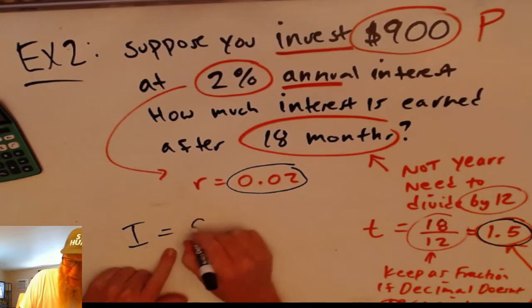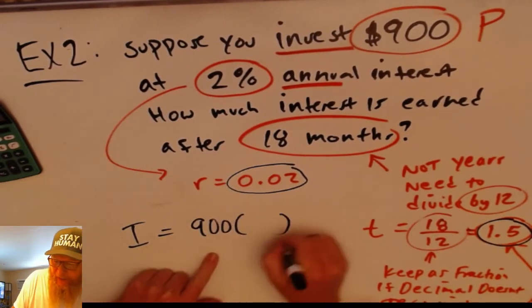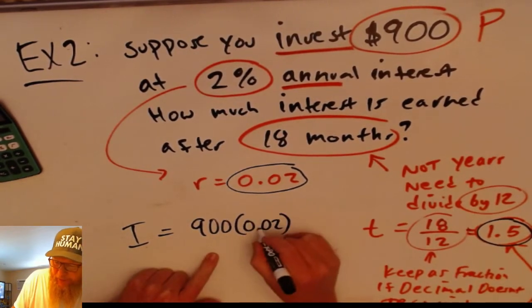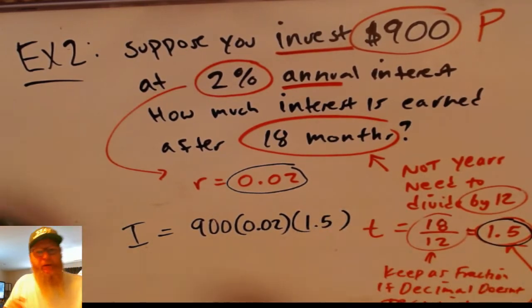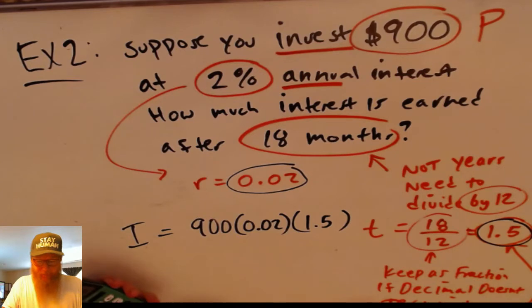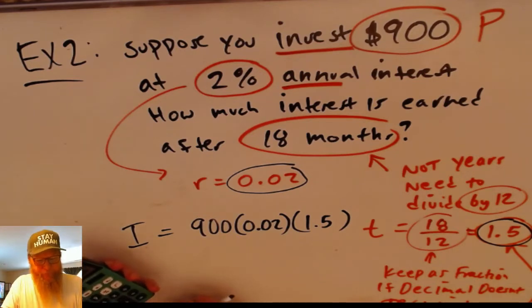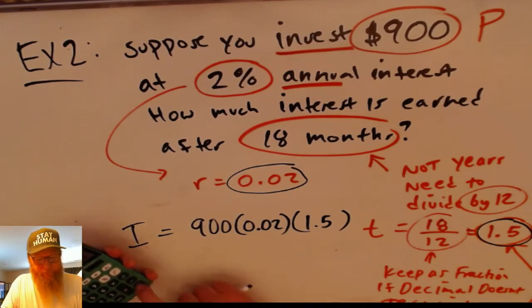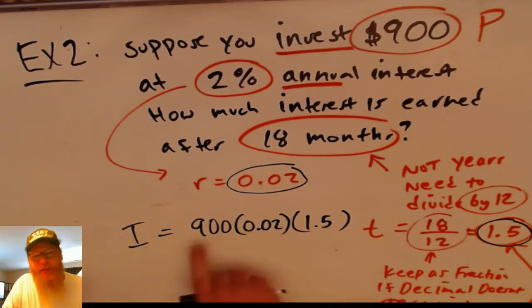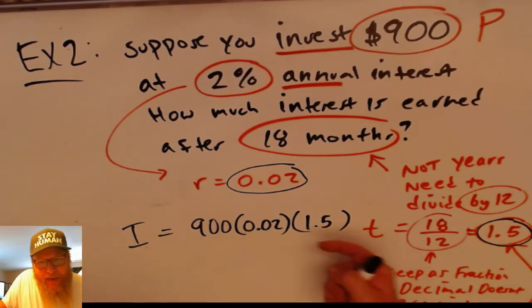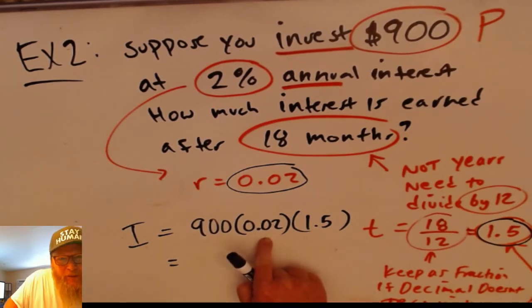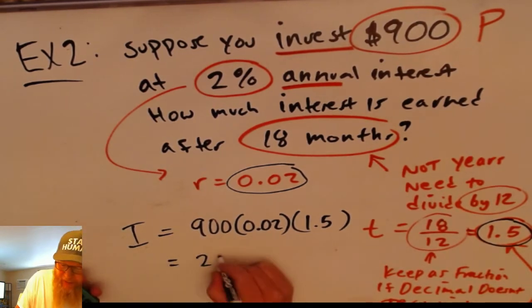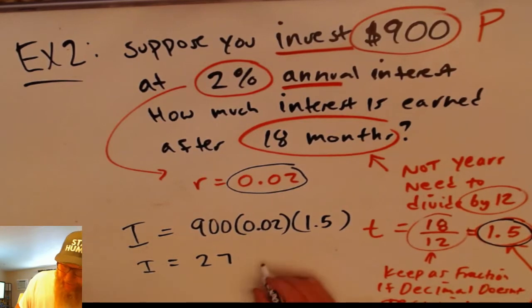So how much interest is earned? I equals 900 times 0.02 times 1.5. Nice thing about multiplication is you can do that in any order you like. So I actually multiplied it backwards. I went 1.5 times 0.02 and then times 900. And I got a whopping $27.